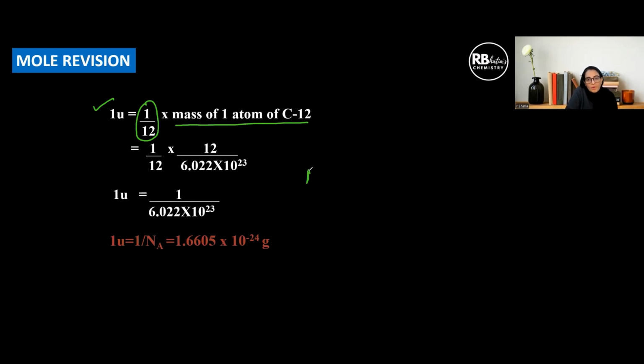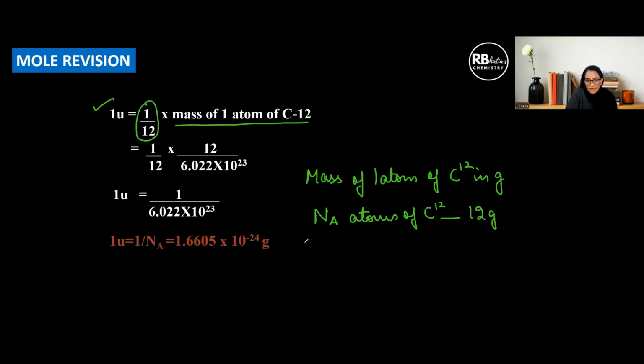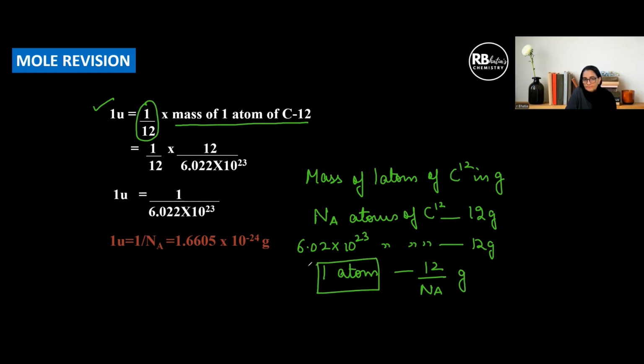What is the mass of one atom of C12 in gram? How can we calculate that? We know Avogadro number of atoms of C12 weigh 12 gram. Or in other words, I can say 6.02 × 10^23 atoms of C12 weigh 12 gram. So one single atom is going to weigh 12 upon Avogadro number of grams. This is the weight of one atom.